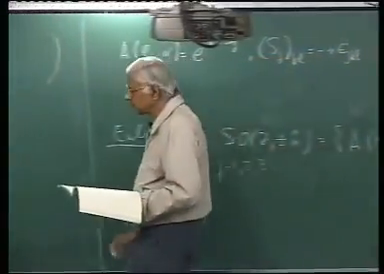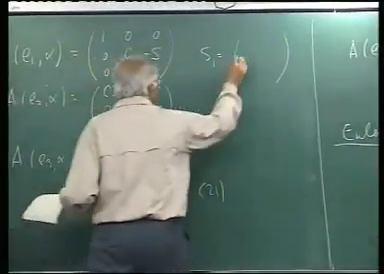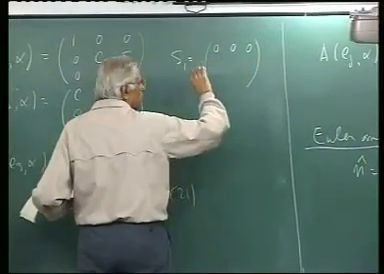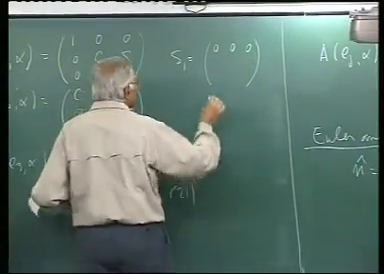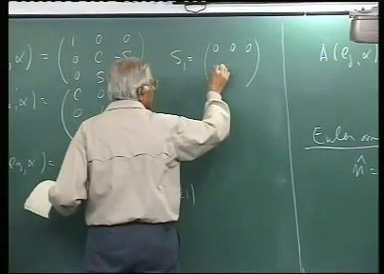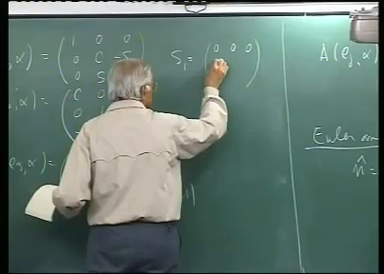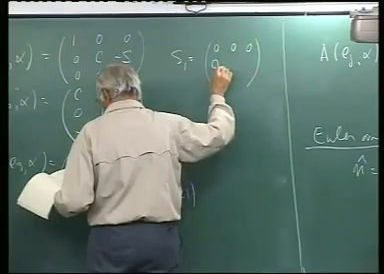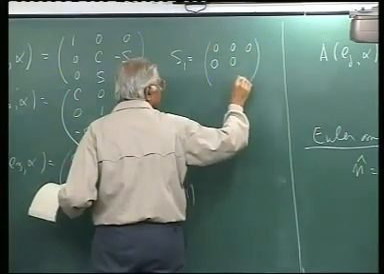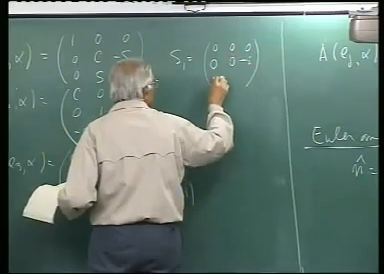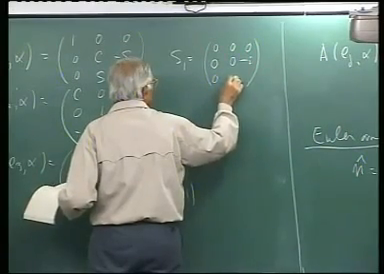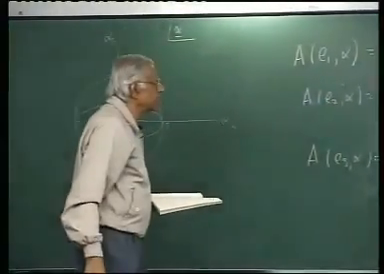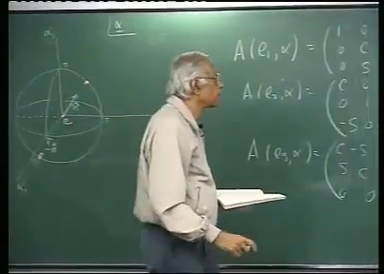What is the 1, 1 matrix element of S1? 0. 1, 2, 1, 3. Yeah. How do you know so fast? Correct. 2, 1. 2, 2. 2, 3. Minus I. 3, 1. 3, 2. 3, 3. 0. Similarly, you can write down S2 and S3 also.